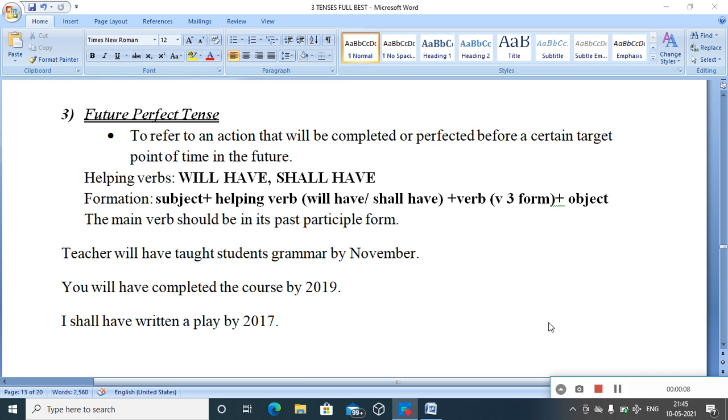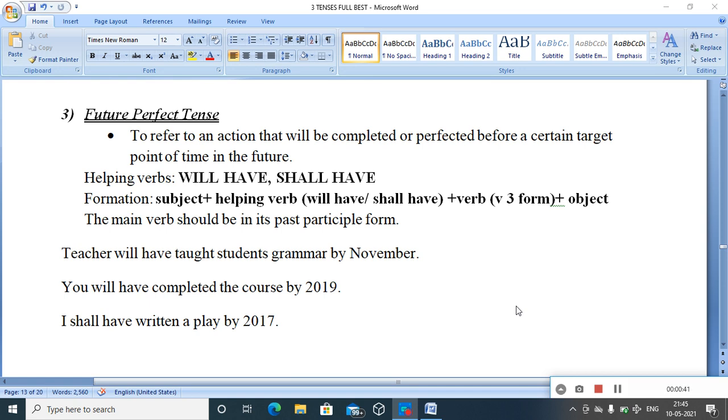The third category under future tense in general, the future actions in general, we have four main divisions, four subdivisions, and this is the third type under the future category: future perfect tense. The first detail we have to know about any tense is the usage. Then we will look at the helping verbs. Then we will see the verb form that goes suitable with this tense.